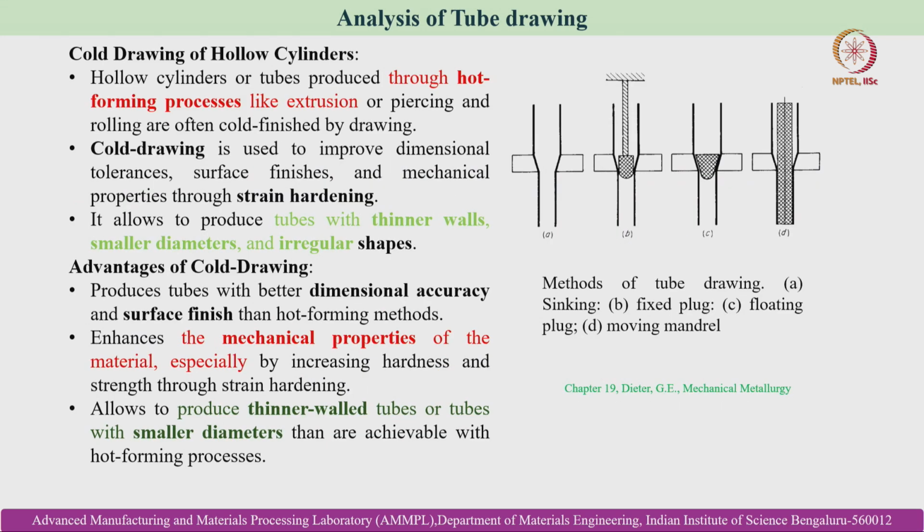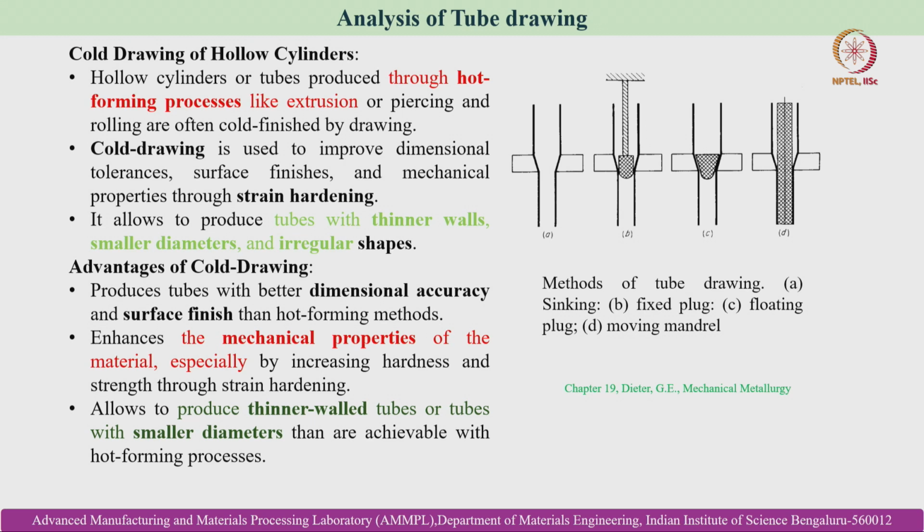Then let us discuss the case of cold drawing of hollow cylinders. Hollow cylinders or tubes produced through hot forming processes like extrusion or piercing and rolling are often cold finished by drawing. Cold drawing is used to improve dimensional tolerances, surface finish and mechanical properties through strain hardening. So, it allows us to produce tubes with thinner walls, smaller diameters and irregular shapes.